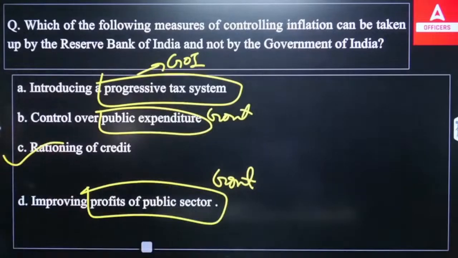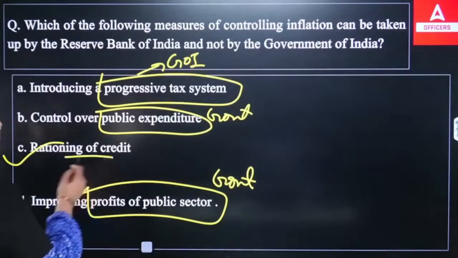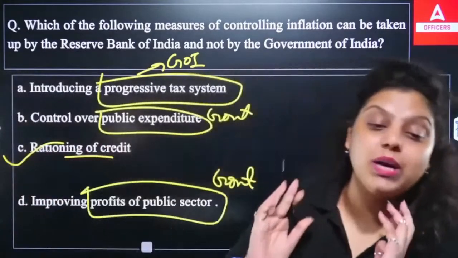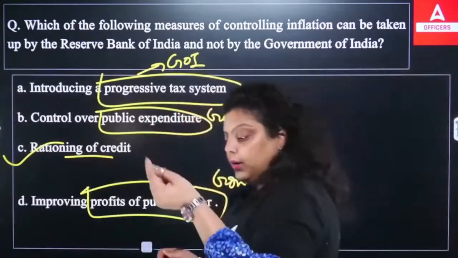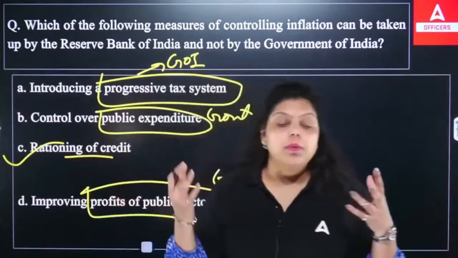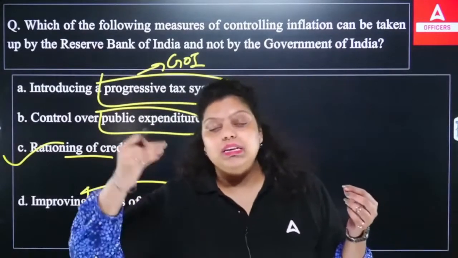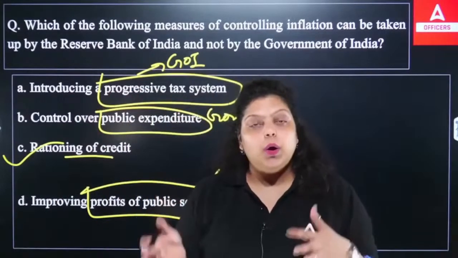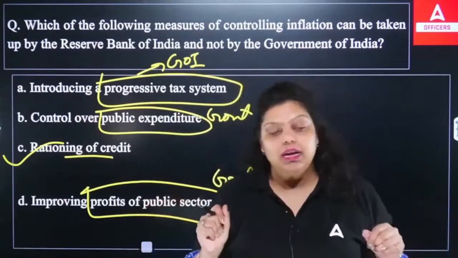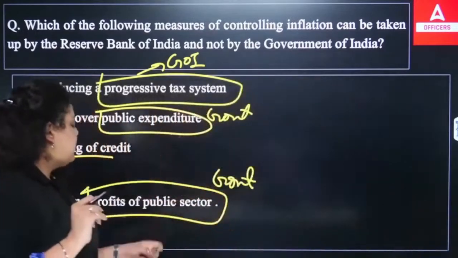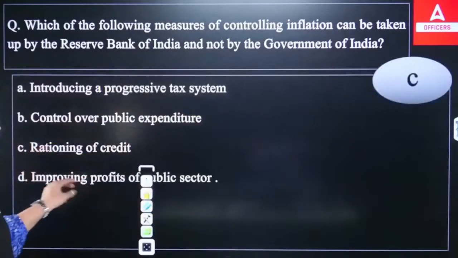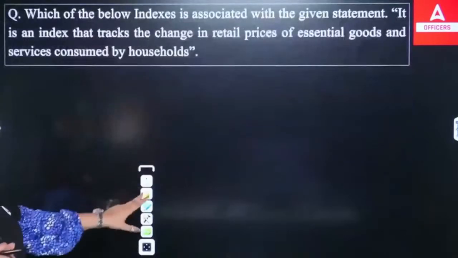credit will be done by Reserve Bank of India, in which RBI tells in which particular sector how much loan you can provide or how much loan you cannot provide. What down payment you are allowed to take in case of what type of loan, also how many installments you can make in a case of loan. All this will be done by RBI. That is known as your rationing of credit. So right answer will be C option. This is the measure that RBI takes.